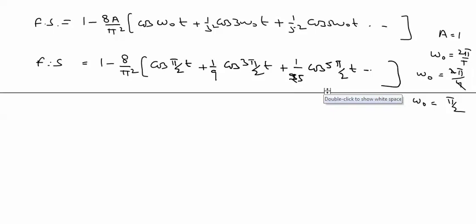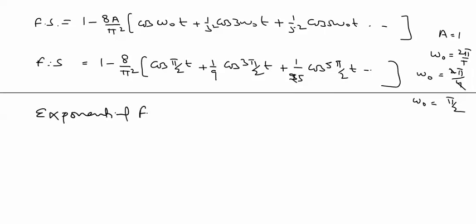We can calculate the Fourier series expansion for any waveform via the formula. If there is any symmetry, with a triangular waveform, rectangular waveform, or any other waveform, we can derive it in this way. Next, move to the exponential Fourier series.